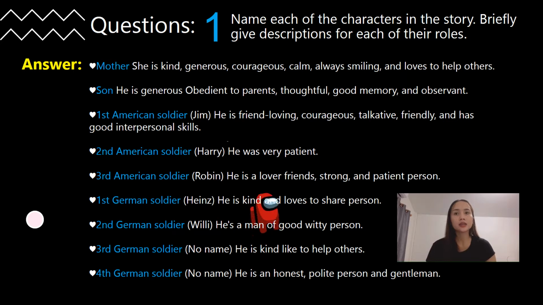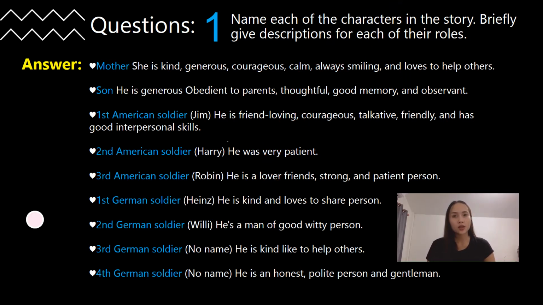Son, he is generous, obedient to parents, thoughtful, has a good memory, and observant. First American soldier, Jim. He is very lovely, courageous, talkative, friendly, and has good interpersonal skills.